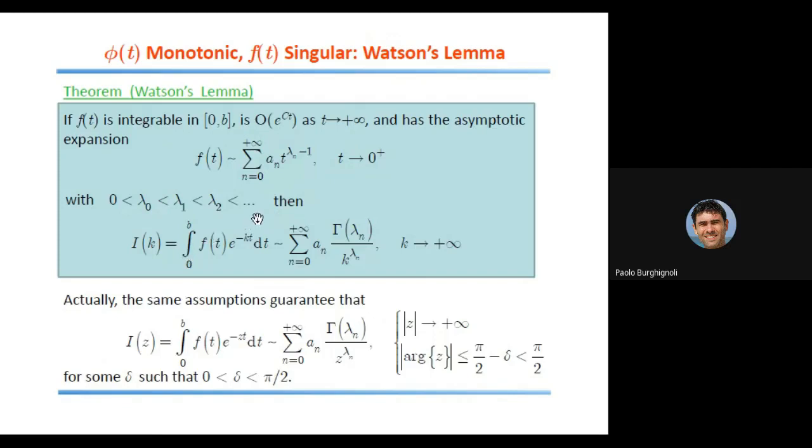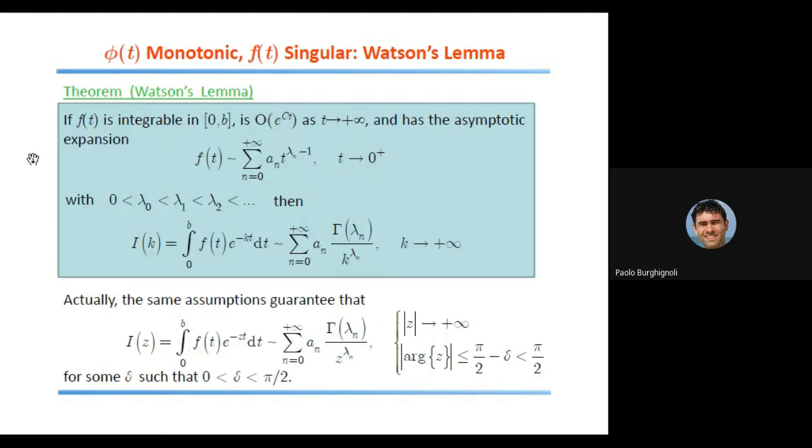By doing all that, you come up at the end with an asymptotic expansion of our integral I of k, in which the coefficients a sub n are here. In the numerator, you have the gamma function evaluated at the numbers lambda n, and in the denominators, you have the powers of the large parameter k, where the exponents of k are again those numbers lambda n. Okay? This is a very powerful lemma, and we will see its application in a number of situations.